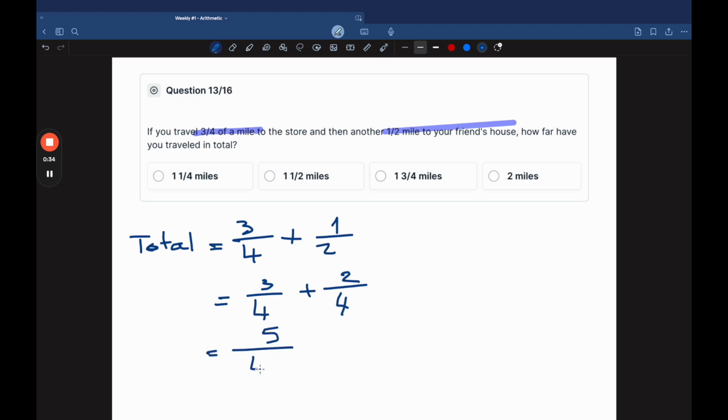Step 3. Add the fractions. Now add the fractions with the common denominator. 3/4 plus 2/4 equals 5/4. Step 4. Simplify the fraction. Convert 5/4 to a mixed number. 5/4 equals 1 1/4. You have traveled a total of 1 1/4 miles.